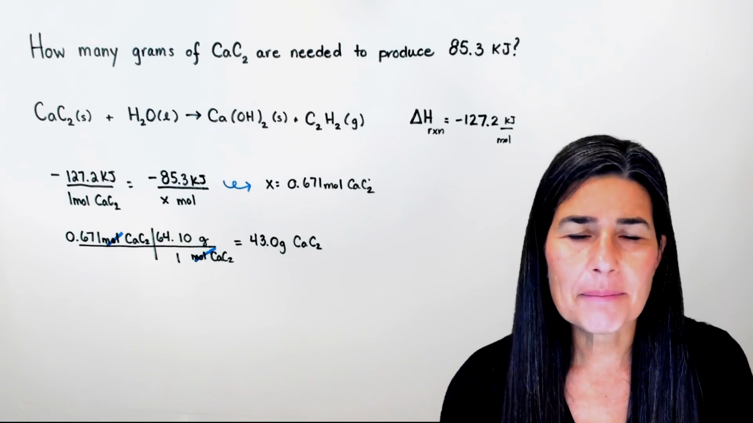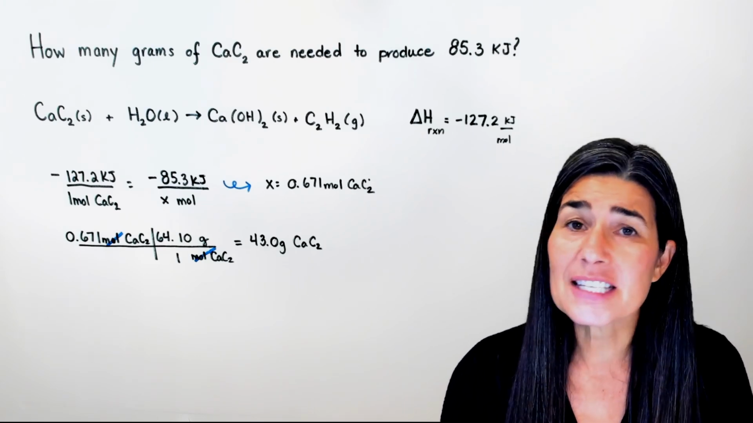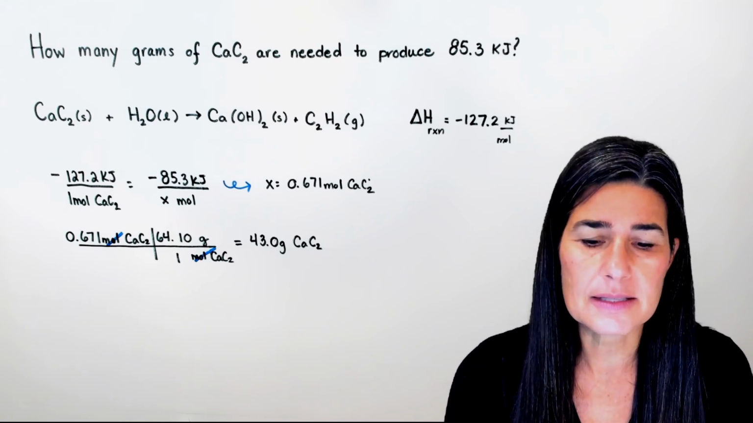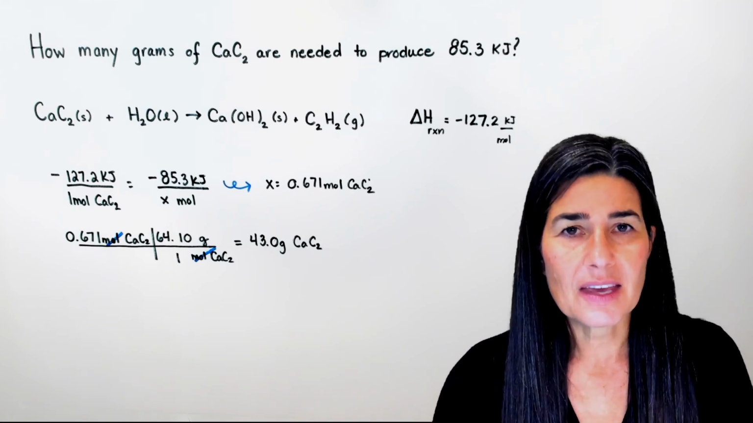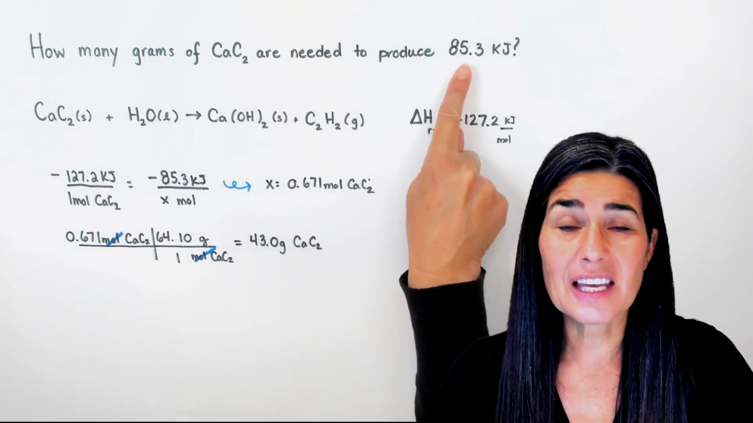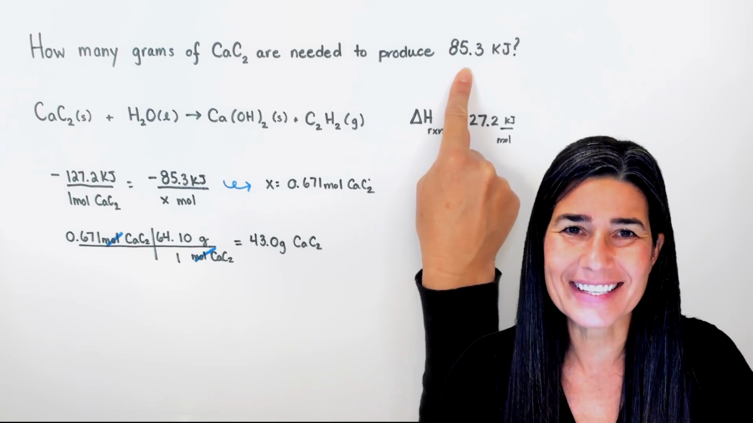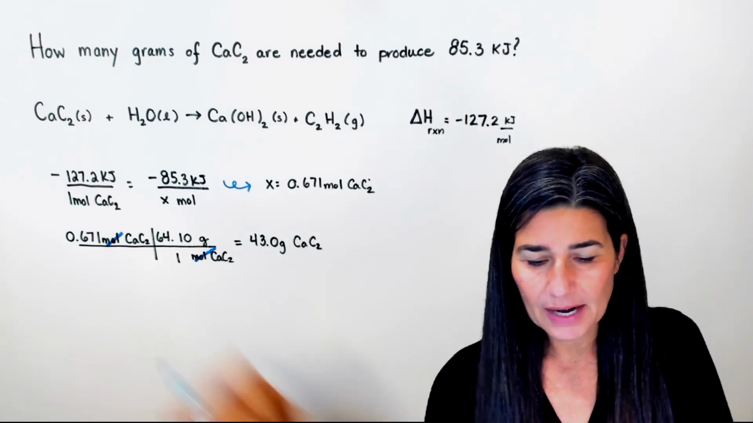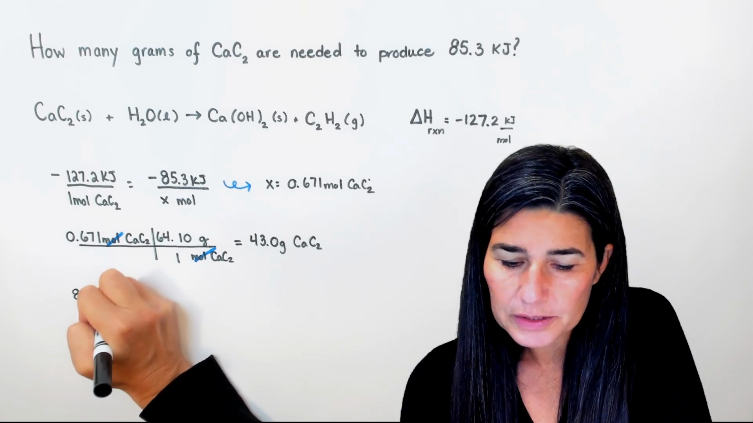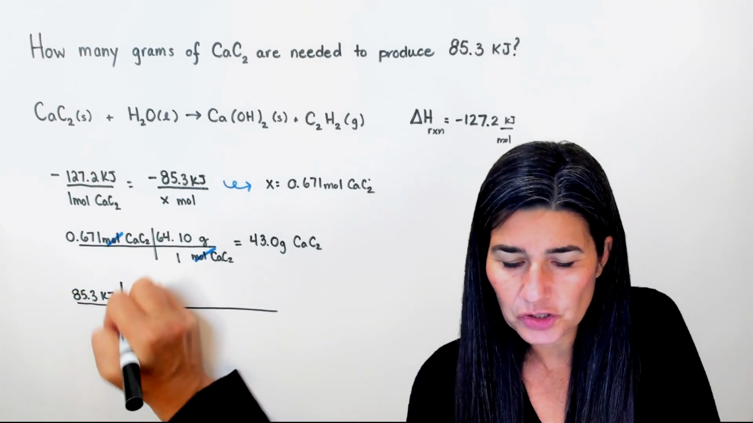Now, that's the ratio method. If you like that method and it's working for you, stick with it. If you prefer the dimensional analysis route, that's fine too. Let me show you how that looks. We always want to start with the given information. The given information is 85.3 kilojoules. We have to change that into grams. So let's go ahead and start. I'm going to begin by writing my 85.3 kilojoules.